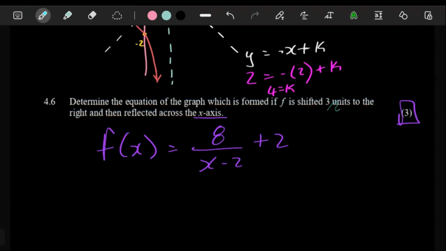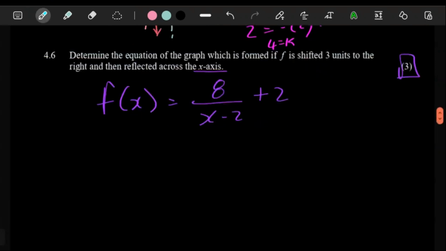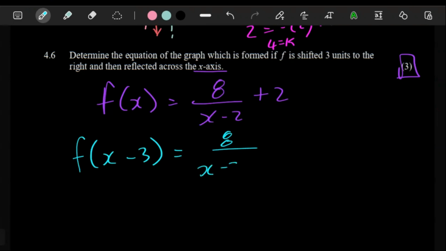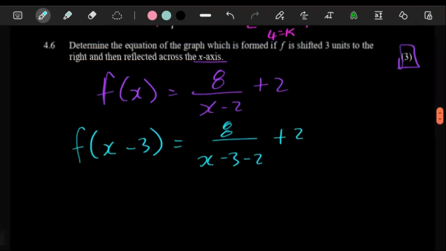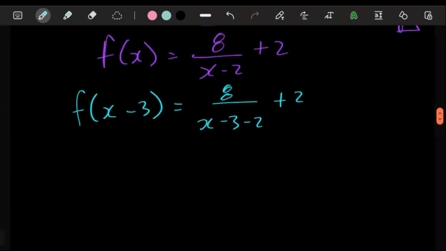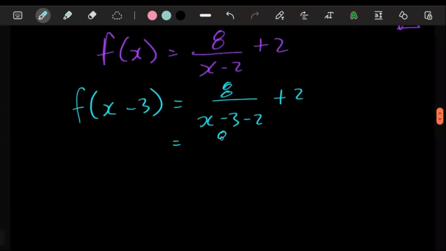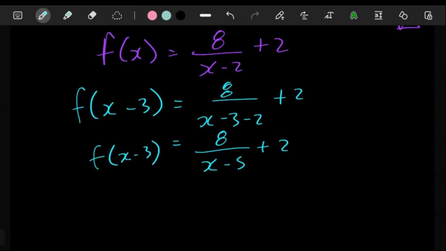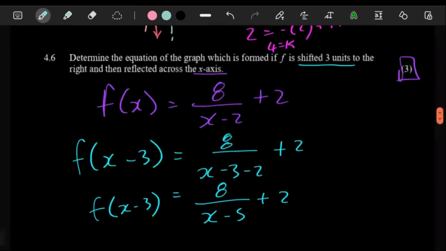So if f of x is moved 3 units to the right, wherever x is, we would need to minus a 3. So wherever x is, you put x minus 3, and the minus 3 is just there. So when this first step is executed, the equation will look like this: 8 over x minus 5 here plus 2. This is when it is just moved 3 units to the right.